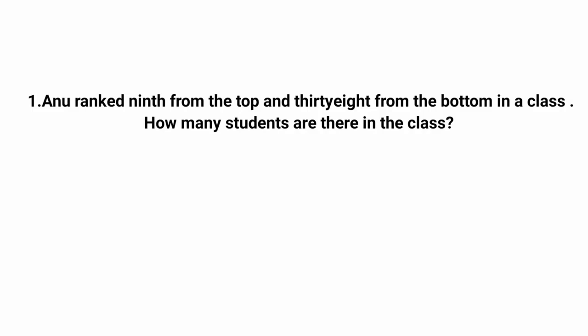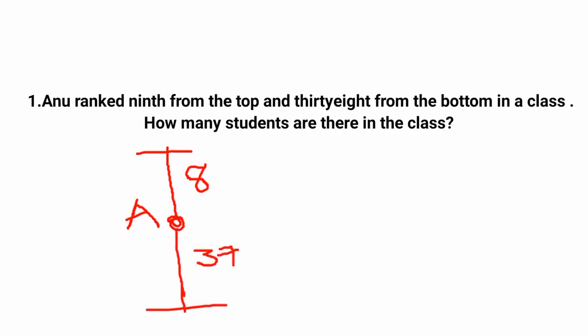First question, Anu ranked 9th from the top and 38th from the bottom in a class. How many students are there in the class? This question can be answered in two different ways. First method is, in the question it is said that Anu ranked 9th from the top. That means from the top after 8 students, next person is Anu. And position from the bottom is also given. It is 38th from the bottom. That means from the bottom after 37 students, next position will be Anu.